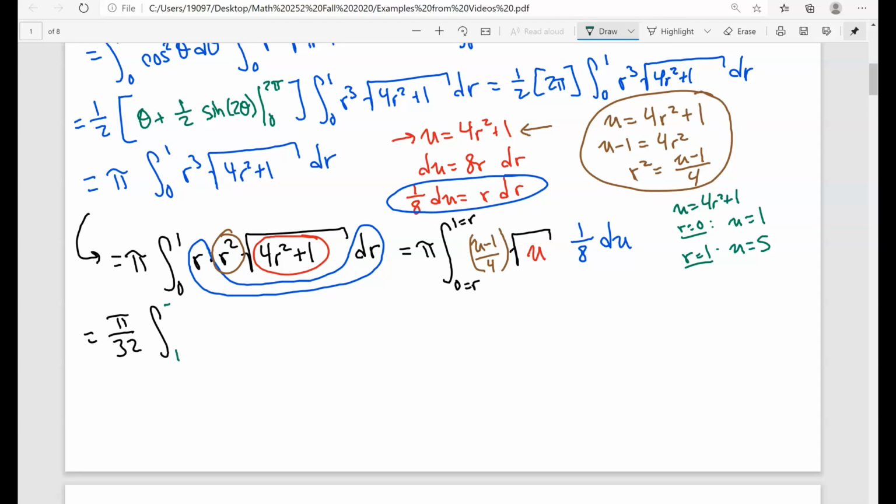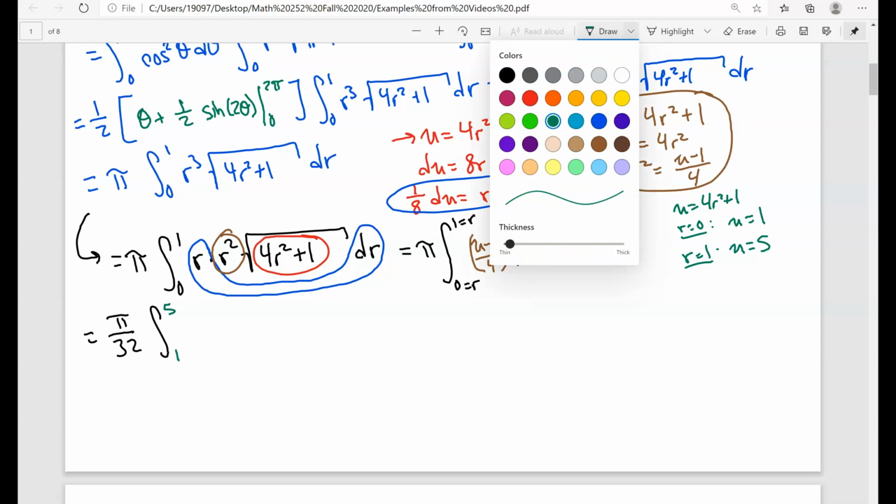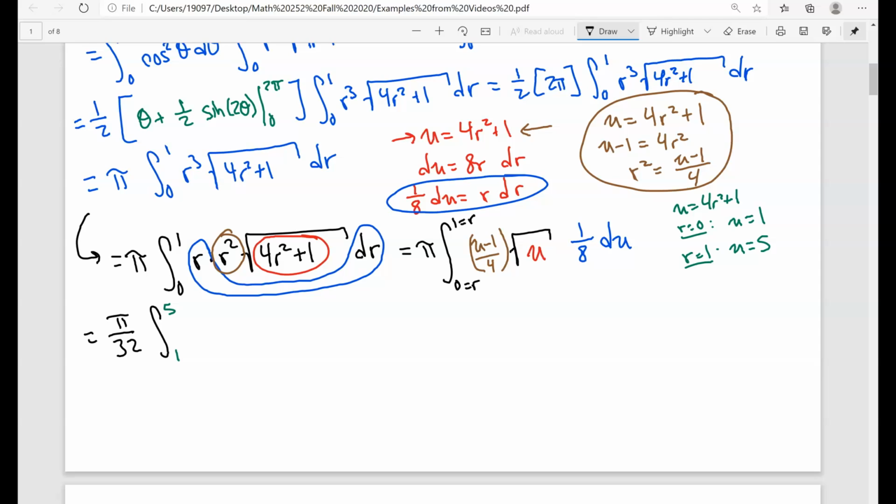Again, you don't need to do this. You can continue writing r equals 0, r equals 1 until you finish it, or you can just substitute it now. So I'm going to have u minus 1 times the square root of u du. So I'm going to have pi over 32 integral from 1 to 5. Square root of u is u to the 1/2, so that's going to give me u to the 3/2 when I distribute it, minus u to the 1/2 du.